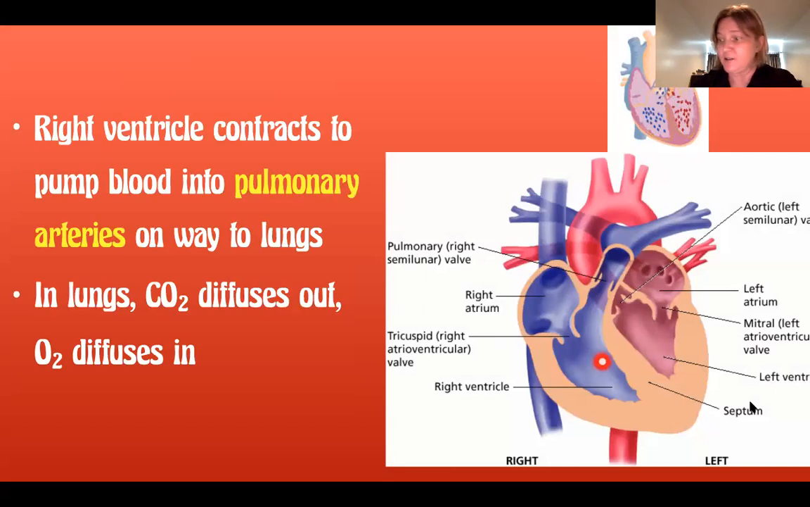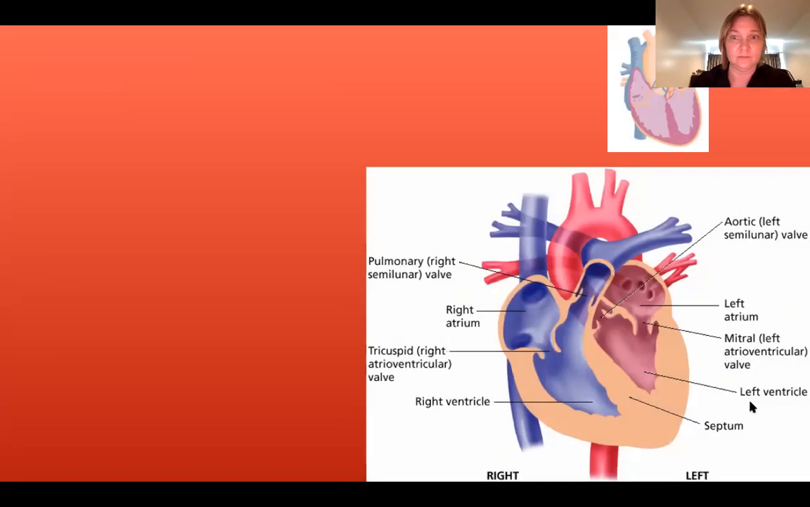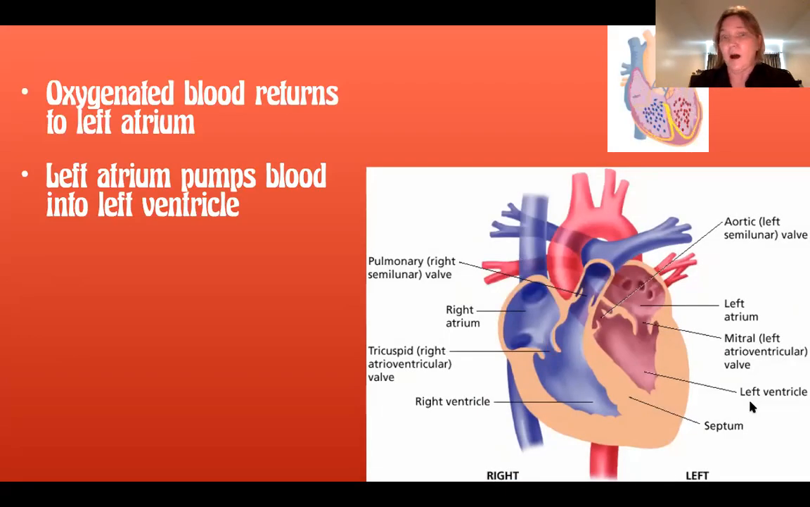The right ventricle is going to contract, which is automatically going to close the tricuspid valve, and the contraction of the right ventricle is going to push open the pulmonary valve, and the blood is going to be pumped into the pulmonary arteries, which branch off, going to each lung. In the lungs, carbon dioxide diffuses out, oxygen diffuses in. Oxygenated blood is going to return to the left atrium through the pulmonary veins. Those are the ones here you can see in the back.